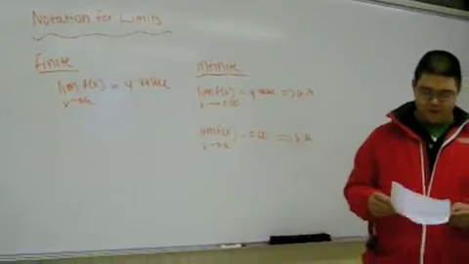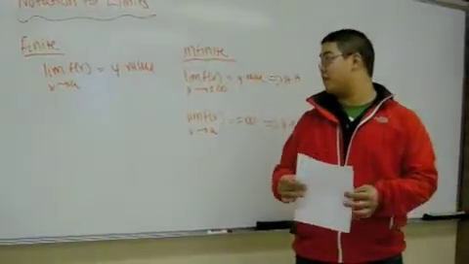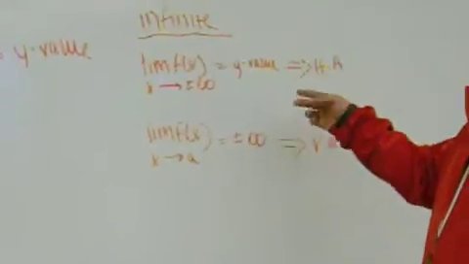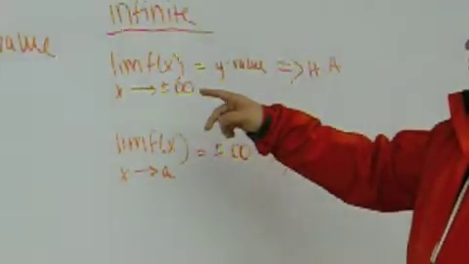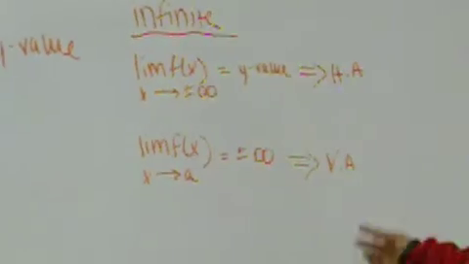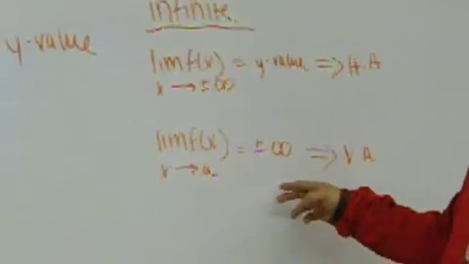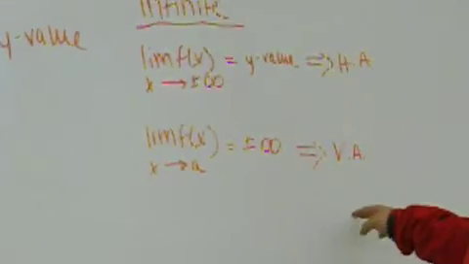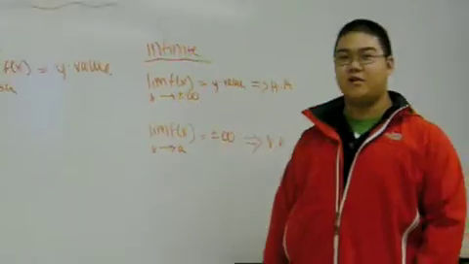Infinite limits are when a limit is evaluated and a horizontal or vertical asymptote is produced. Over here we have the notation for a horizontal asymptote. It would be the limit of f of x as x approaches positive or negative infinity, and that would equal a certain y value. For vertical asymptotes, the limit of f of x as x approaches a specific number would equal either positive or negative infinity. And in some cases, the limit wouldn't exist because the right-hand limit doesn't equal the left-hand limit.